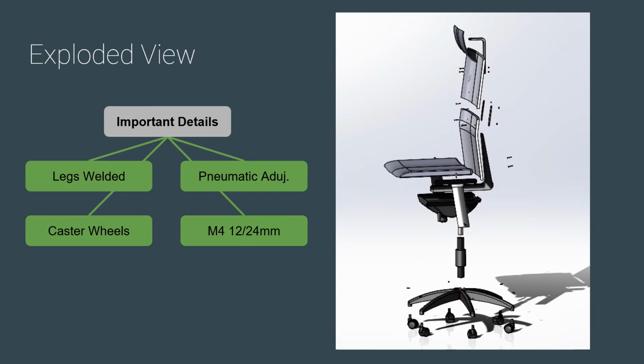The important details we'd like to highlight in our chair assembly shown on the right are that the legs are welded, we have a pneumatic pressure adjuster for height, we use M4 screws to hold everything together, and we use caster wheels for mobility.